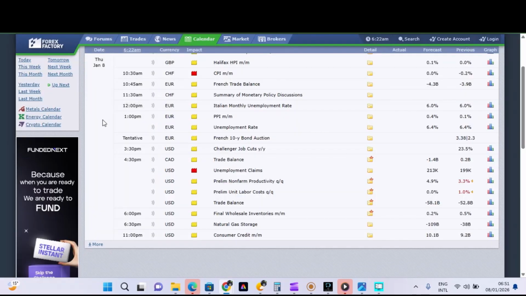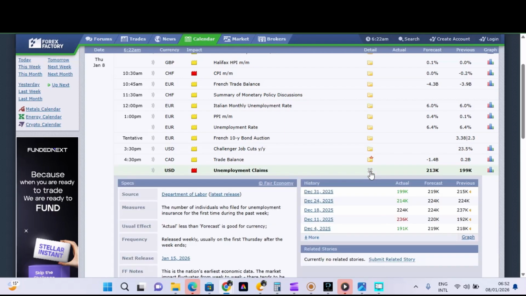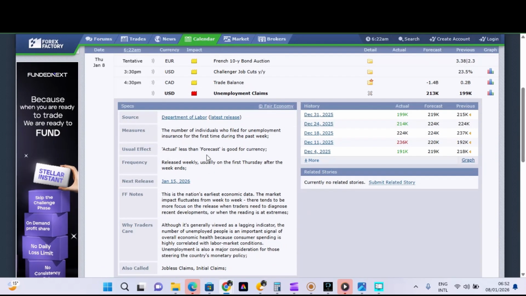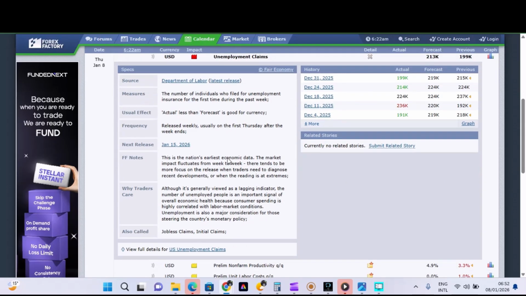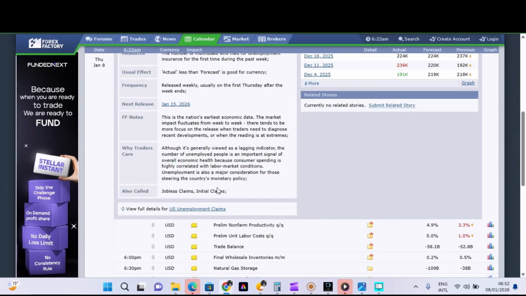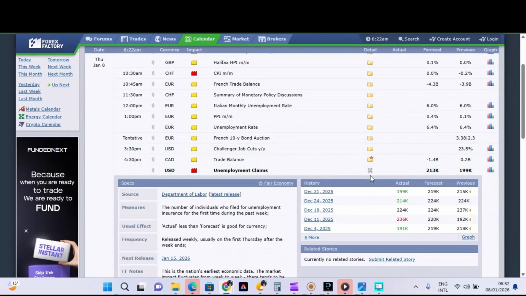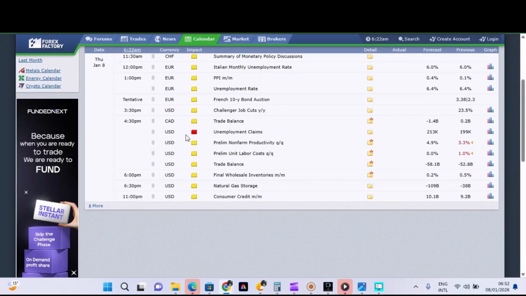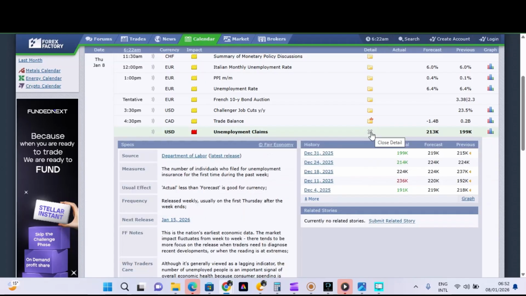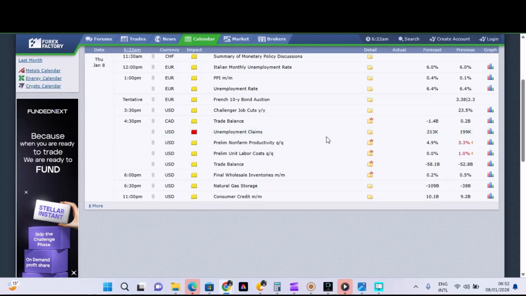I think I did a fundamental, but let me go back to this unemployment claims. Actual less than forecast is good for currency, yes. Then the jobless claims, initial claims, and all that. So we have news today. I think it's the only high impact news we have today at 4:30. The rest is quite not all that relevant. So we have the major news unemployment claims Thursday. Thursdays on unemployment claims, gold usually moves crazily.